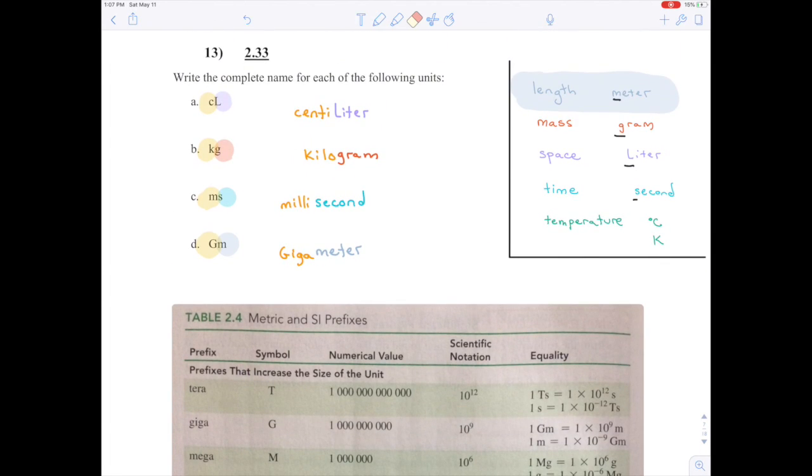But this is just getting you used to being able to read these abbreviated forms of the units. So you would read A as centiliter, B as kilogram, C as millisecond, and D as gigameter.